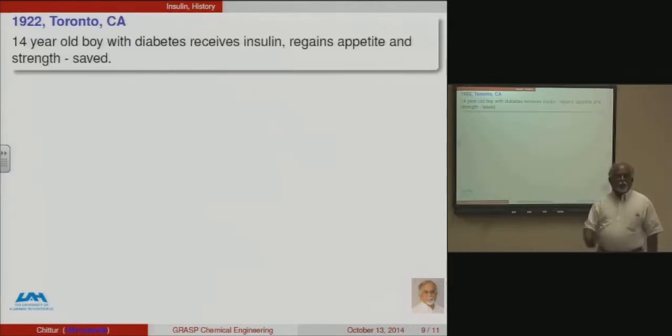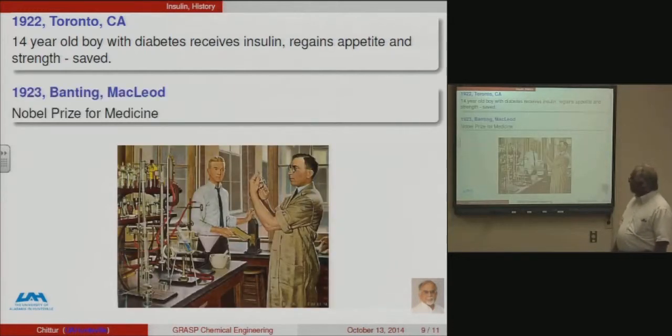The first human trial for diabetes was in 1922. A 14-year-old boy received insulin, regained appetite and survived. And then there was a Nobel Prize in Medicine. I think one of these gentlemen was recognized, I forget which one is which. You might want to look up who got the Nobel Prize for medicine in 1923.